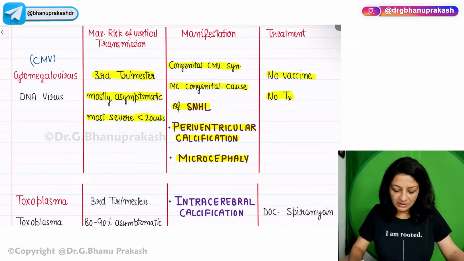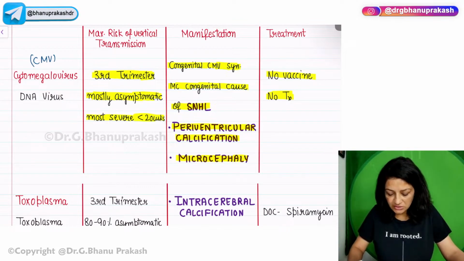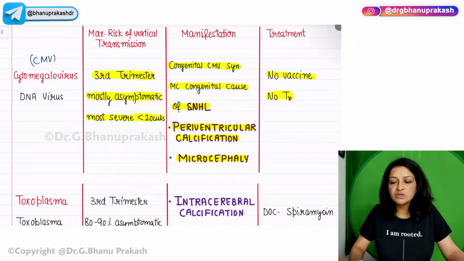So you have to remember, maximum risk of vertical transmission is third trimester. This infection is mostly asymptomatic. The mother will have flu-like symptoms, and most severe infection is before 20 weeks. And this leads to congenital CMV syndrome. Most common congenital cause of sensorineural hearing loss, periventricular calcification, and microcephaly.